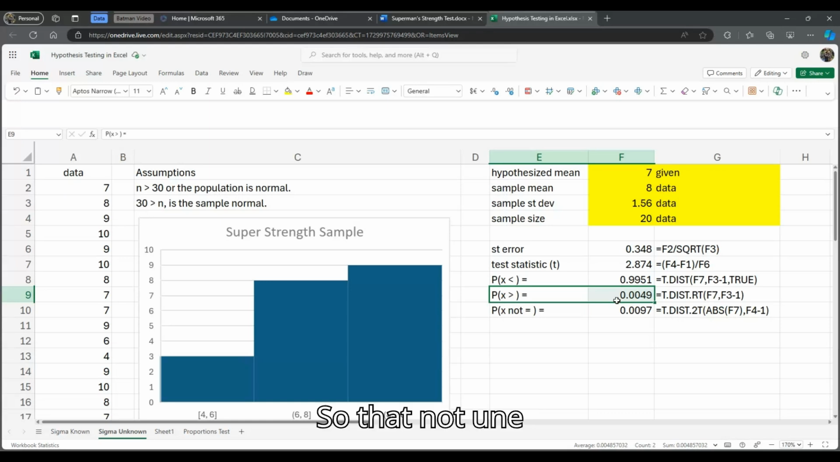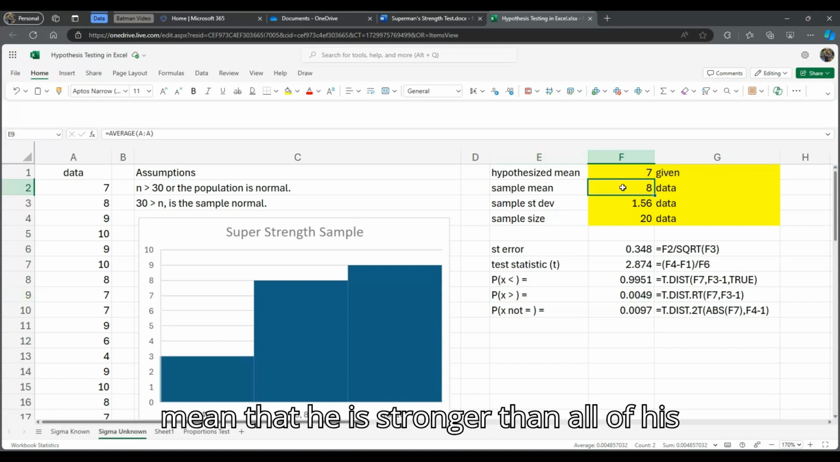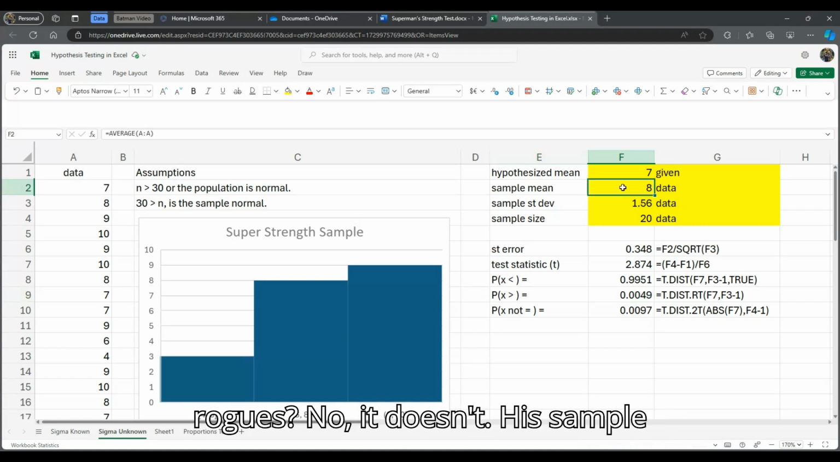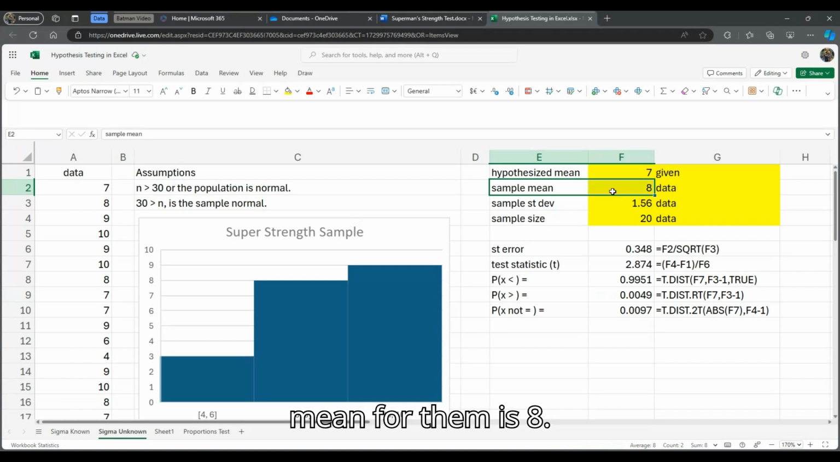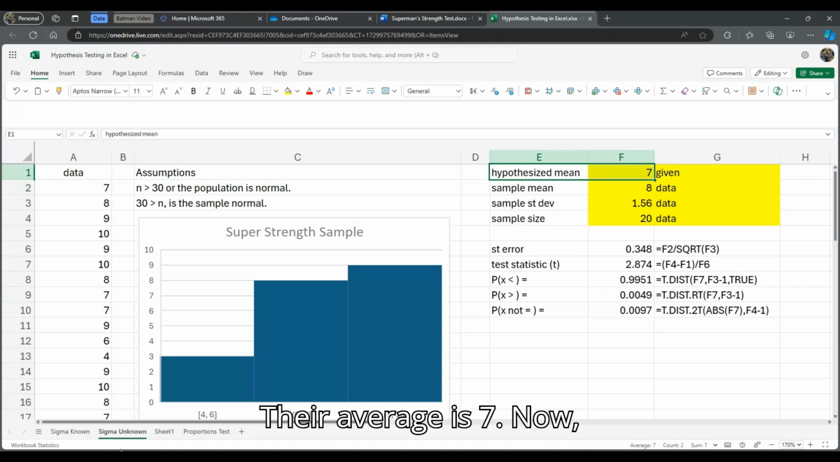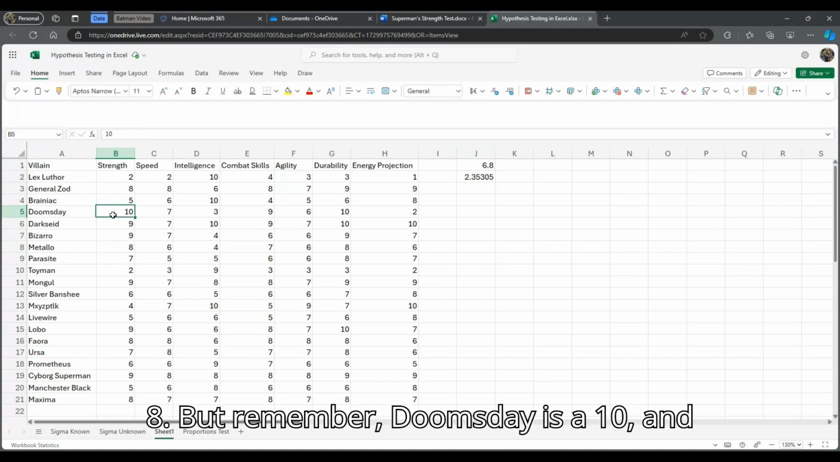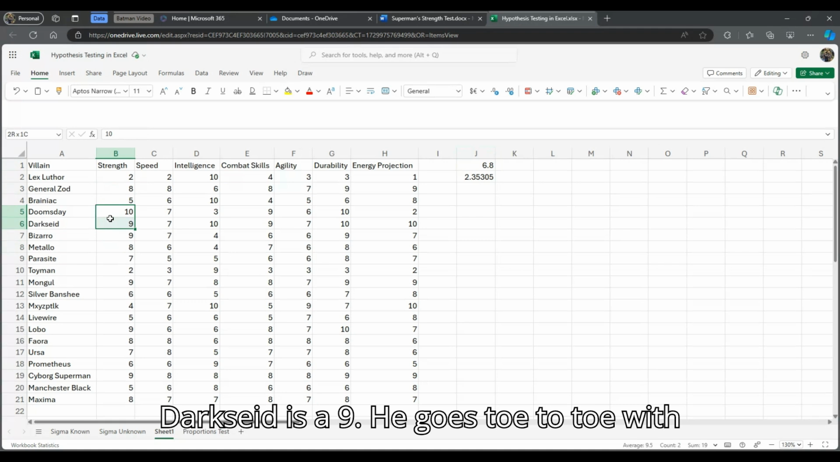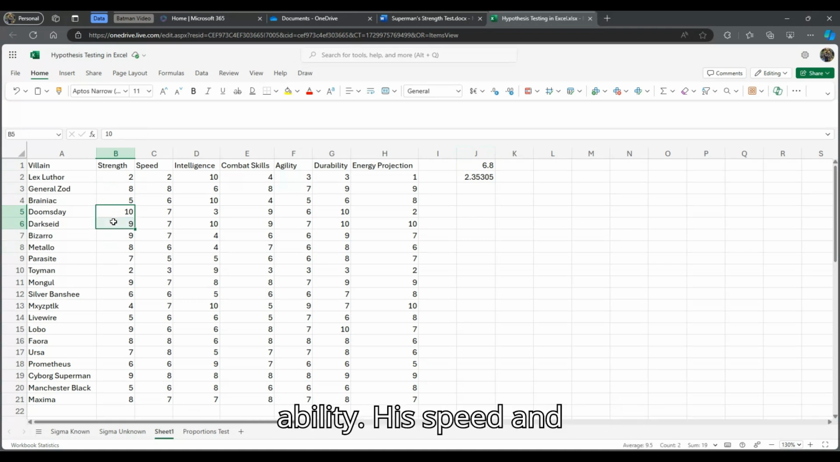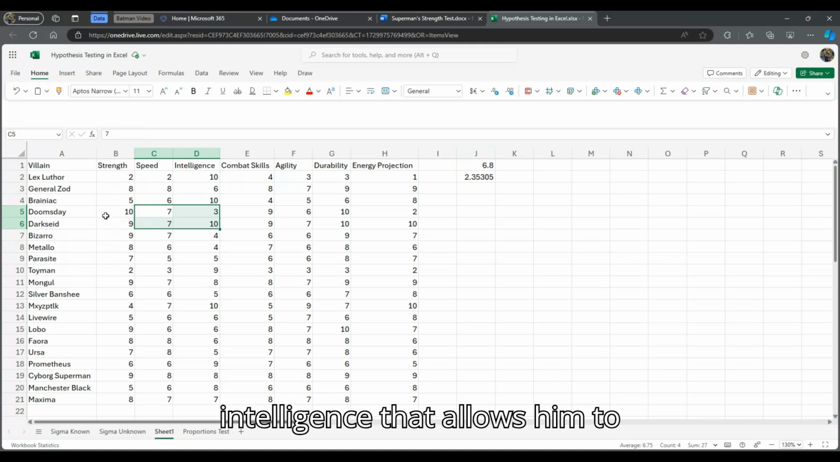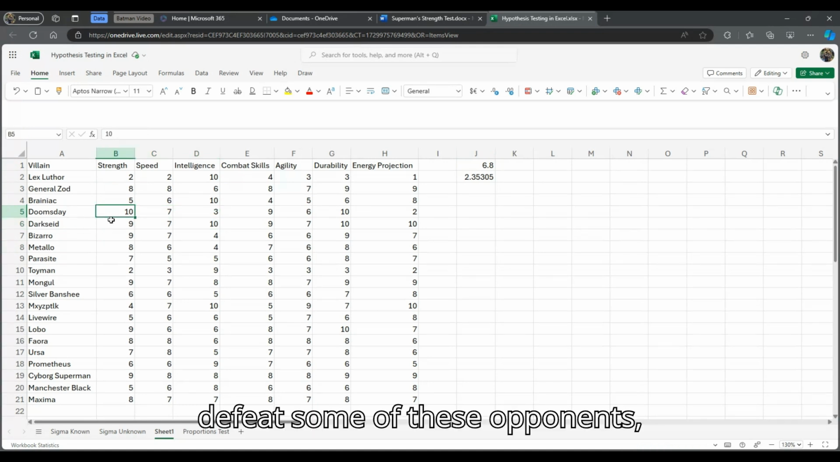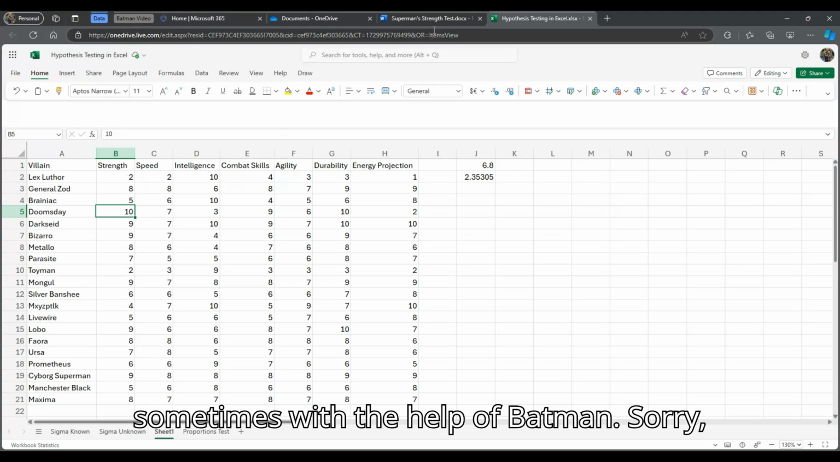So that's not unexpected, right? Now, does this mean that he is stronger than all of his rogues? No, it doesn't. His sample mean for them is 8. Their average is 7. Now, there are a few rogues. Zod is an 8. Metallo is an 8. But remember, Doomsday is a 10 and Darkseid is a 9. He goes toe-to-toe with these guys, but it is his fighting ability, right, his speed and intelligence that allows him to defeat some of these opponents, sometimes with the help of Batman. Sorry, I couldn't help but throw that in.